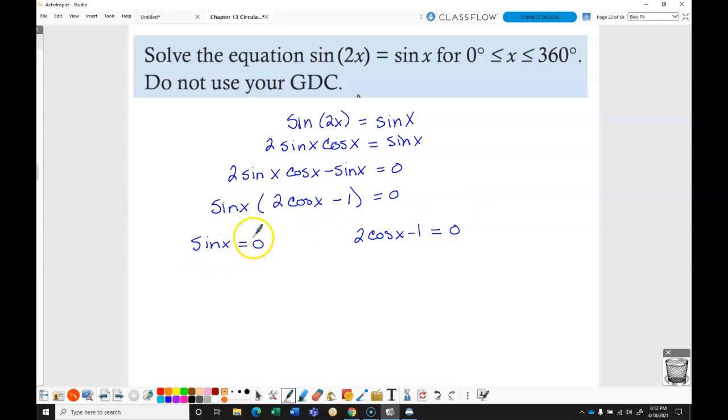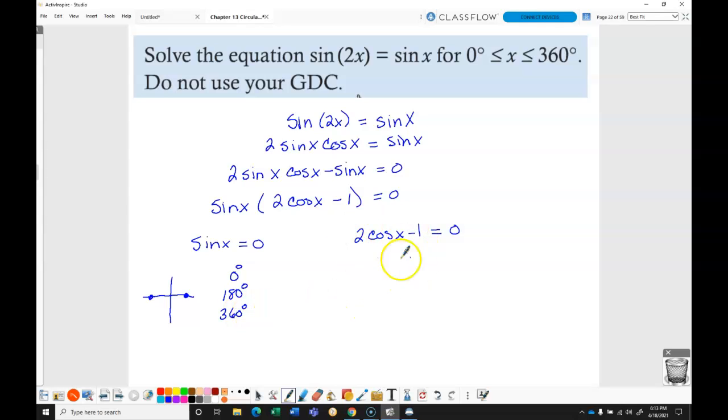So when does the sine of x equal 0? Well, let's think about that, between 0 and 360 degrees. The sine is my y-coordinate. So my y-coordinate is 0 right here at 0, at 180, and again at 360. So this one's getting me 0 degrees, 180 degrees, and 360 degrees right off the bat.